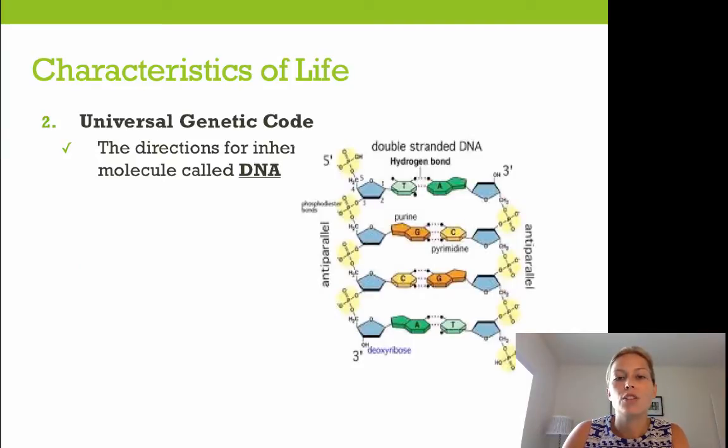So all living things have a universal genetic code, and that universal genetic code is DNA. It also can be RNA, or ribonucleic acid, which is also part of the universal genetic code. So all living things have DNA and RNA, and that's part of our universal genetic code.